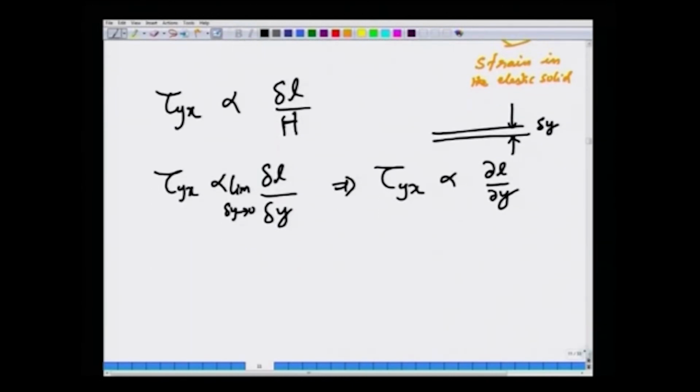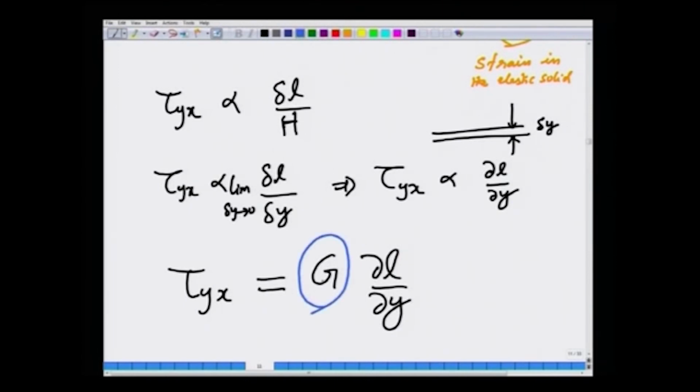This is the strain in the differential in the limit, and the constant of proportionality is the shear modulus, which is related to the Young's modulus of the solid. So, you can convert this proportionality to an equality by introducing a constant of proportionality. This is the elastic modulus of the solid.